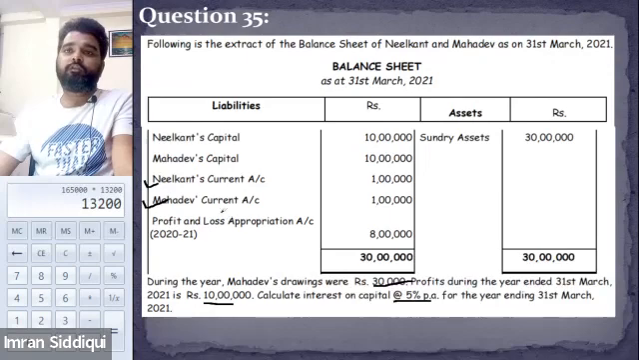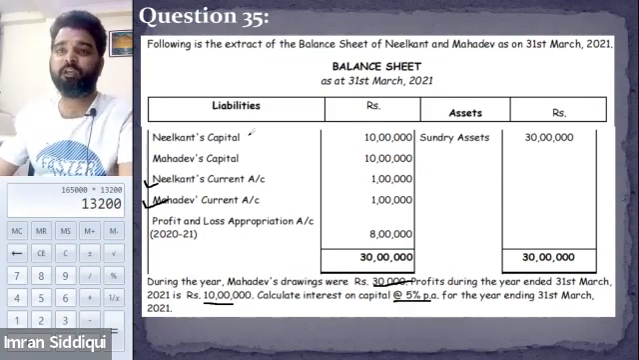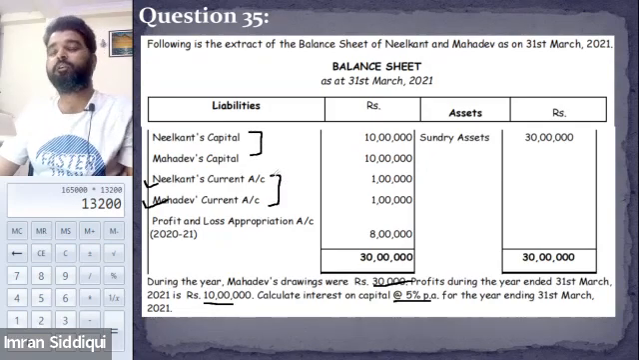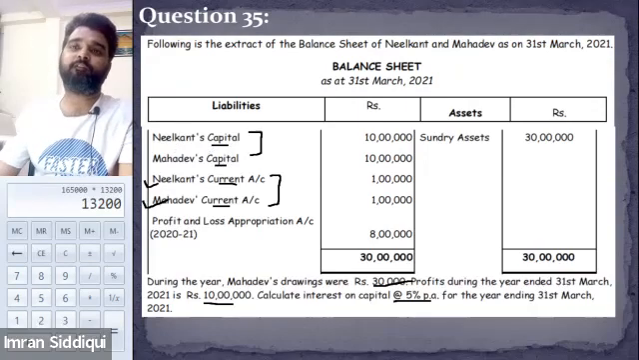Okay. So see, as you can see in the balance sheet, we have two types of balances for Nilkant and Mahadev. Is this clear, all of you? Two types of capital balances. One is the capital account balance, and then there is the current account balance. Is this clear, guys? We have the closing balance of the current account of Nilkant and Mahadev, and the closing capital balance as per the capital account for Nilkant and Mahadev.